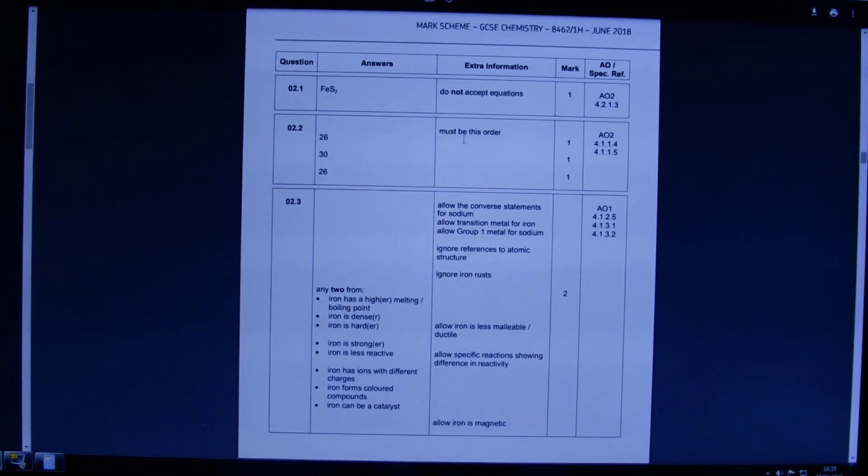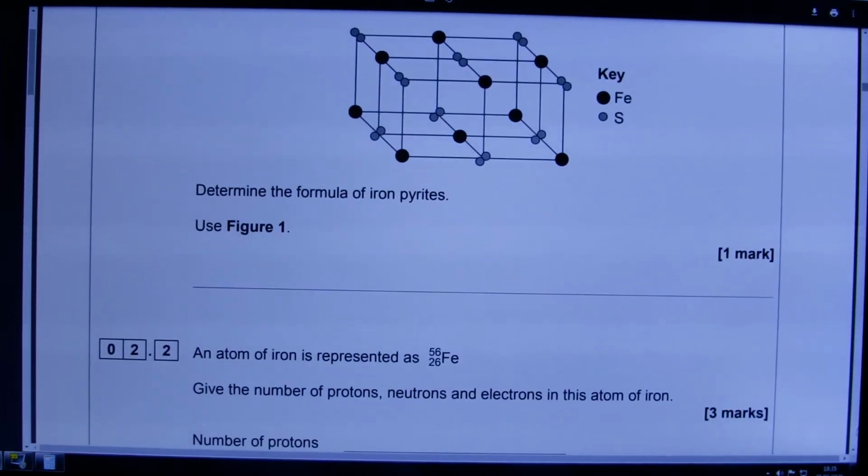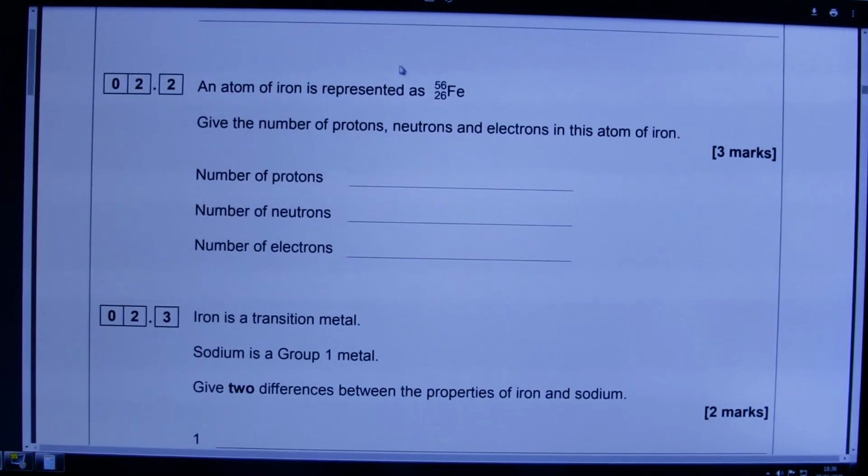26, 30, 26 must be this order. This was the number of protons, number of neutrons, number of electrons: 26, 56 minus 26, and 26.